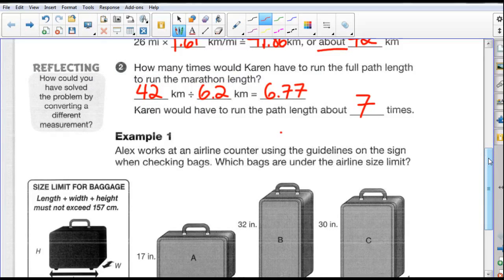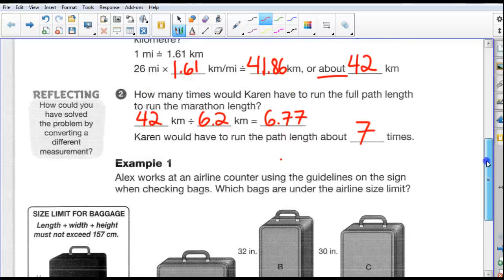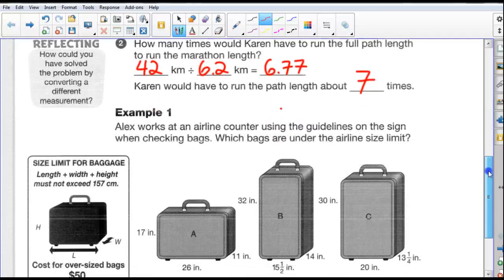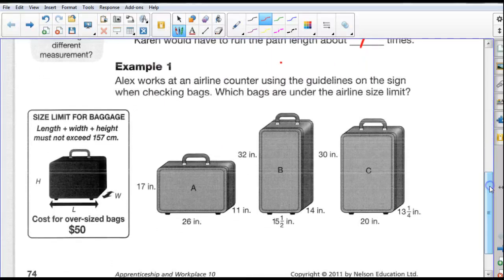So how could you have solved the problem by converting a different measurement? Well, what we could have done is we could have taken the 6.2 kilometers and converted it to miles right away, and then taken the 26 miles total for the marathon and divided by how many miles 6.2 kilometers is. So we could have gone that route as well. Either way, we get the same answer.